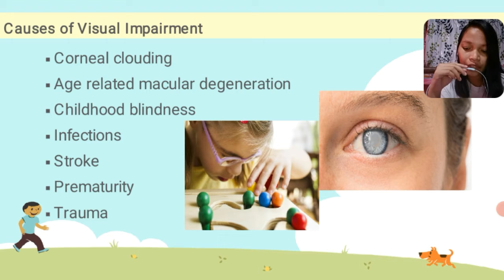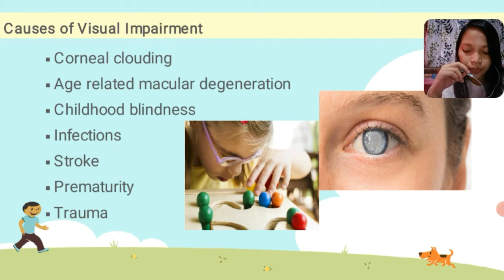Next, we have infections. The most common infectious cause of blindness is called trachoma. It is caused by the obligate intracellular bacterium called Chlamydia trachomatis.